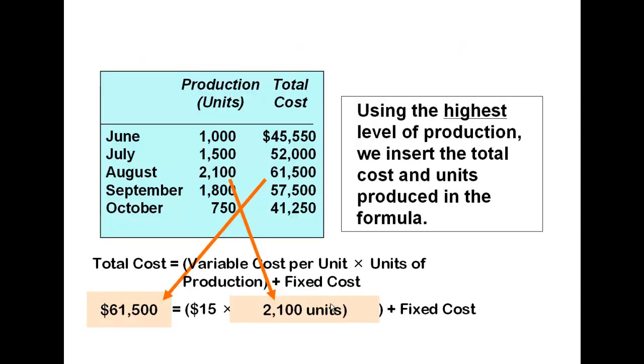So we see here we're going to take one of these. It doesn't matter if we use the high or low. So we're just going to take the highest in this example. Using the highest level of production, we can insert the total cost and the units produced into that formula. So we know that the total cost was 61,500. So we plug that in here, and that's going to equal the $15, the variable component per unit, times 2,100.